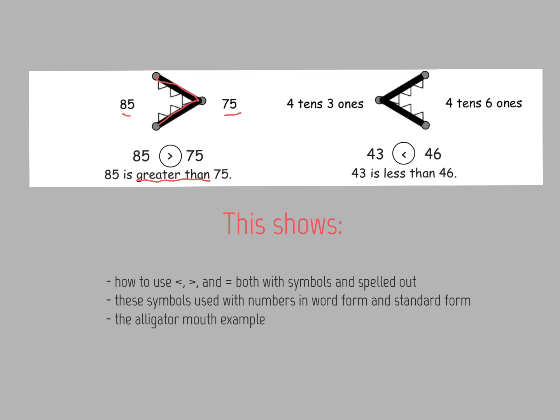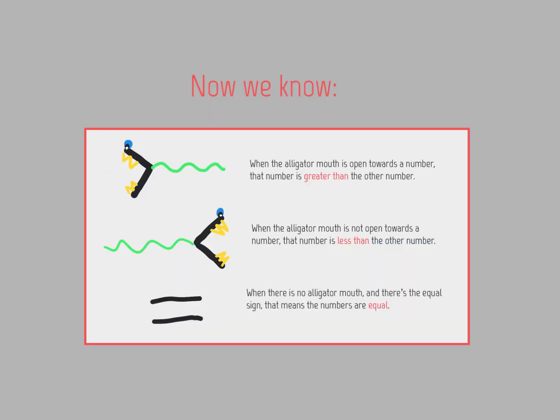Over here, we have 4 tens and 3 ones is blank to 4 tens and 6 ones. And we see that 4 tens and 3 ones, which also equals 43 right here, is less than 4 tens and 6 ones, which is 46. So again, this shows how to use those symbols, and then the symbols and numbers in word form and standard form, and the alligator mouth example.